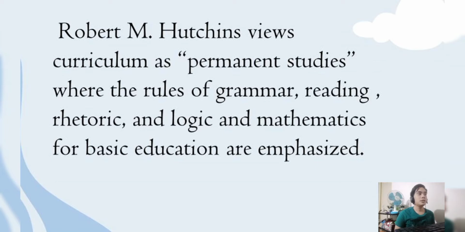Next, we have Robert Hutchins, who views the curriculum as permanent studies where the rules of grammar, reading, rhetoric, logic, and mathematics for basic education are emphasized. When we say permanent studies, this can mean a lot of things. It could mean that learning just doesn't stop even after you finish school, and these subjects, grammar, reading, rhetoric, can be used outside of school. You are continuously learning. It's a permanent study because you keep using it even after you finish.